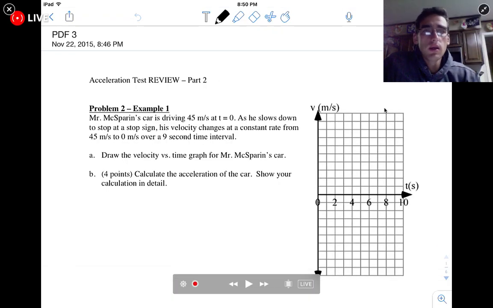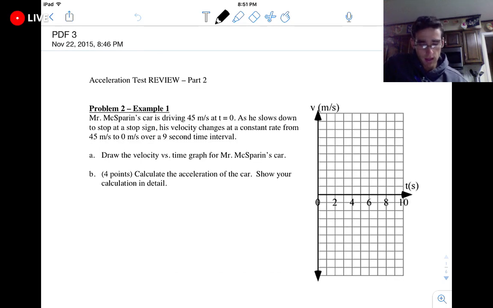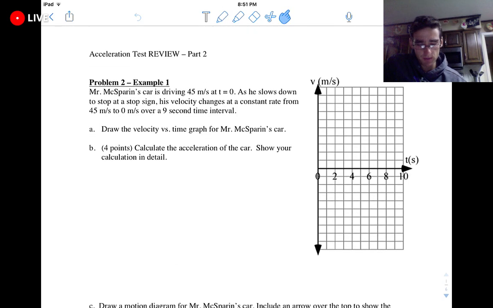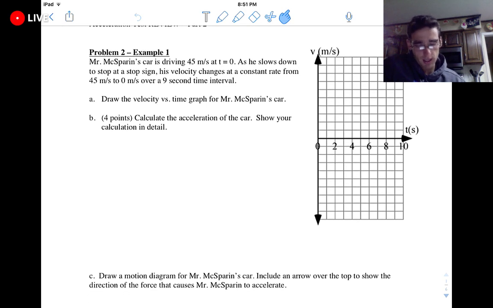All right. Okay, guys. We're going to do now problem 2, example 1. Now this says Mr. McSparron's car is driving 45 meters per second at time equals 0. As he slows down to a stop sign, his velocity changes at a constant rate from 45 meters per second to 0 meters per second over a 9-second time interval.